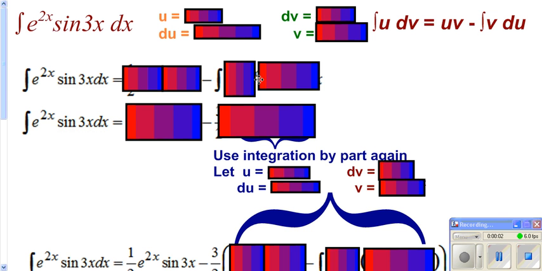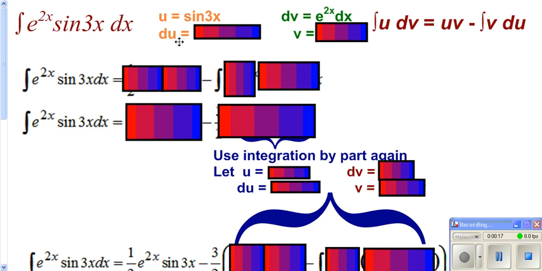Okay, on this problem here, we're going to use integration by parts again. We're going to start off with our u being the 3 sine x. So our dv would have to be the e to the 2x dx here.